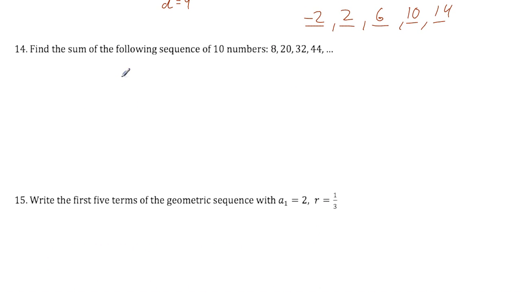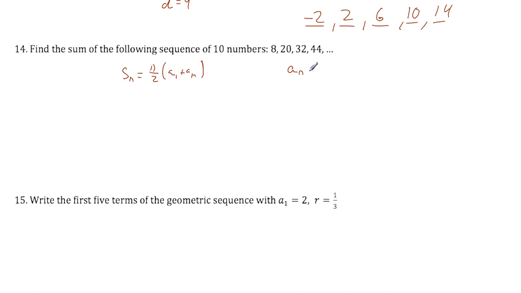Here, the sum formula is S sub n is equal to n divided by 2 times the first term plus the last term. I know all of this, I just don't know the last term. The last term is a sub n. So that's what I'm going to do. I'm going to find the last term. I'm going to find the 10th term.